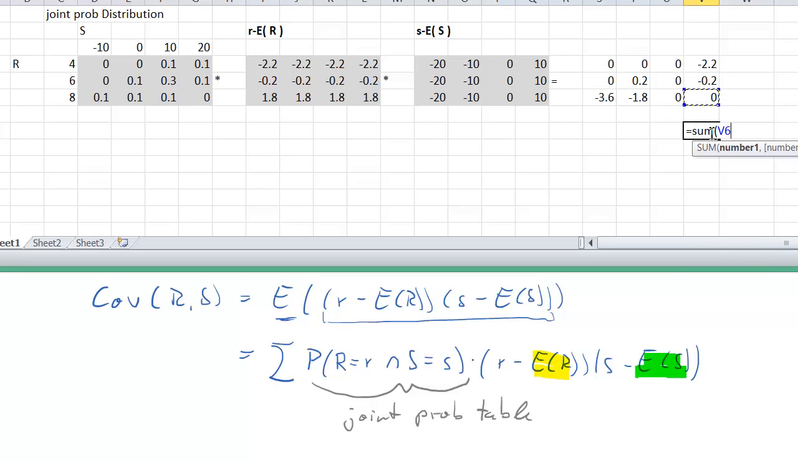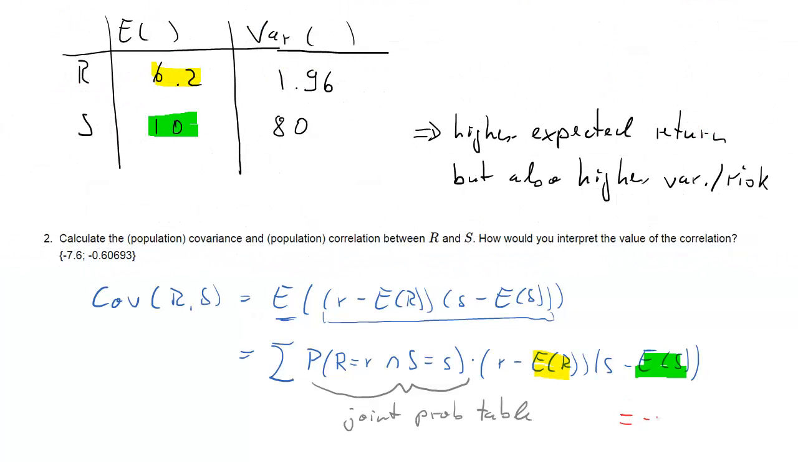It's just sum equals open parenthesis, then highlight all the cells and close. So the result here is negative 7.6. So therefore the covariance between R and S is negative 7.6. I did that in Excel because it was 12 terms, it's quite a lot, but of course we would expect you, especially for small examples, to be able to calculate that by hand.